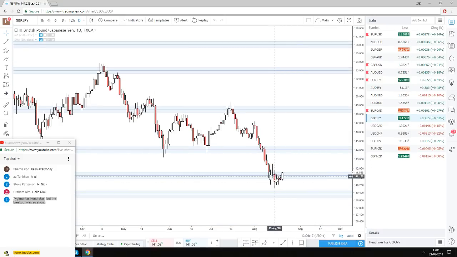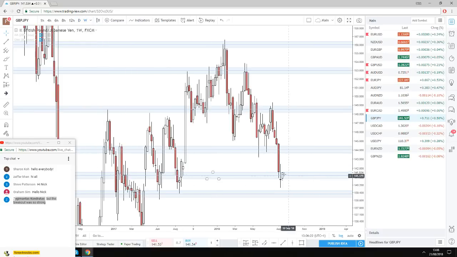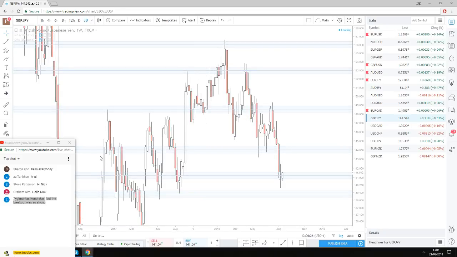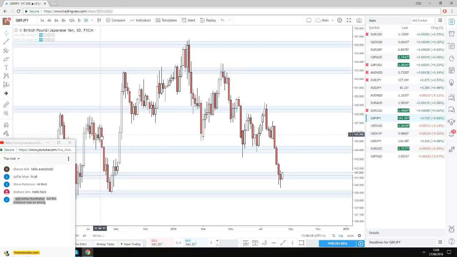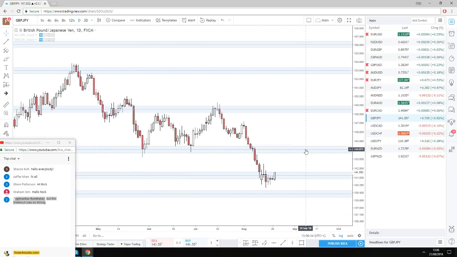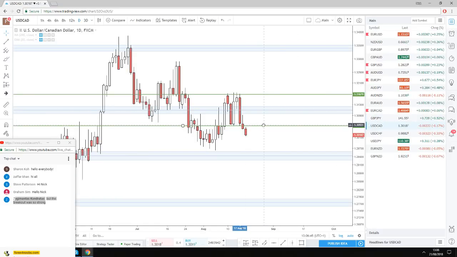GBPJPY is stalling out really heavily on this support area. Looks like we could be seeing a reversal here, but I'm not going to trade this. Too unpredictable on GBPJPY lately. Not to mention, I'd have to trade it on like a 3-day chart, which I don't really trade. So give that one a miss.